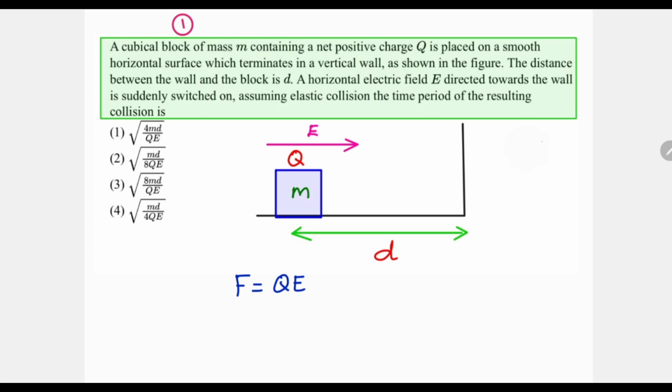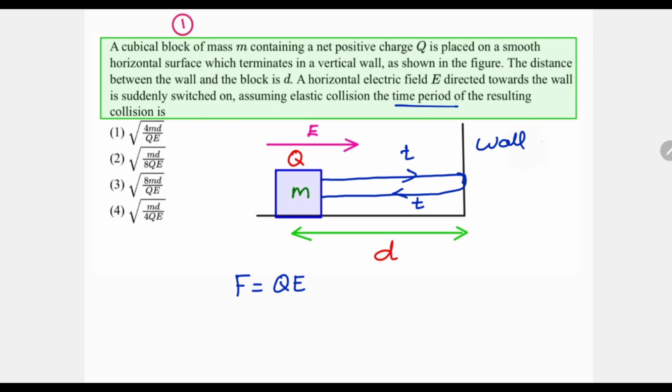Now the target in this question is time period. We have to focus on that point. So, what is time period? Here, time period denotes the time taken by the block to travel up to this wall. This is the wall. Let it be t. Then, after hitting the wall, it is an elastic collision, so no energy is lost. So, the block will come back. So, time taken in the backward journey will also be equal to t.